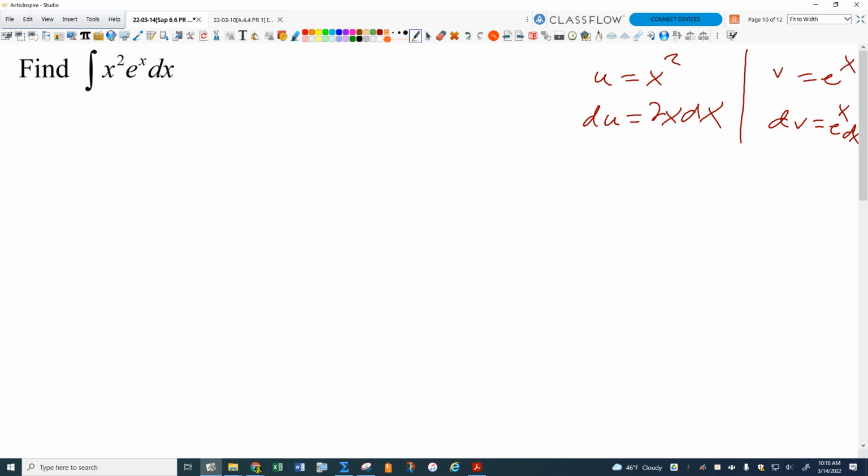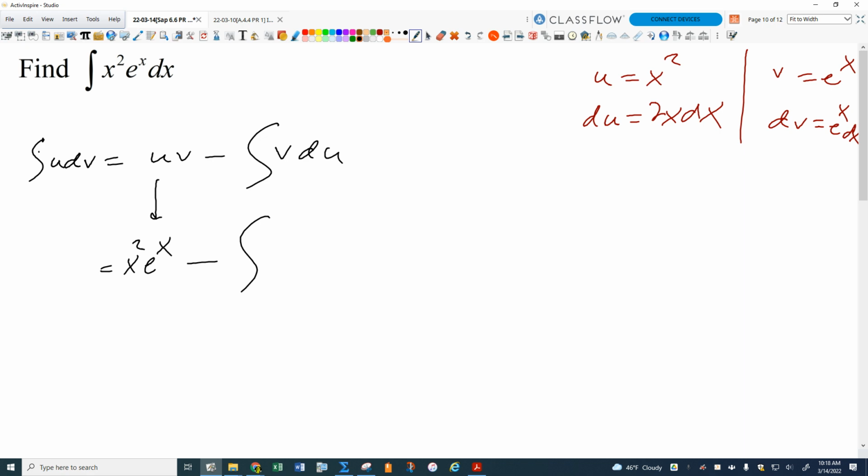Okay, so then this gives us, if we follow our pattern, the integral of u dv equals uv minus the integral of v du. What's that giving us? u times v is just x squared times e to the x minus the integral of v du. Well, I can pull the 2 out front, and that's just x e to the x dx, right? Okay, did that help? Yeah, it did.